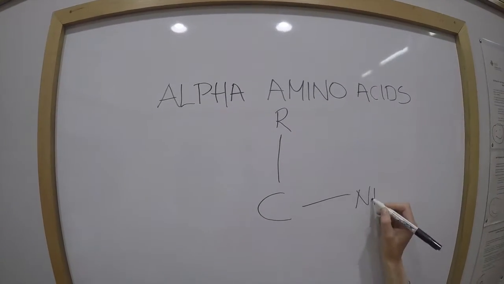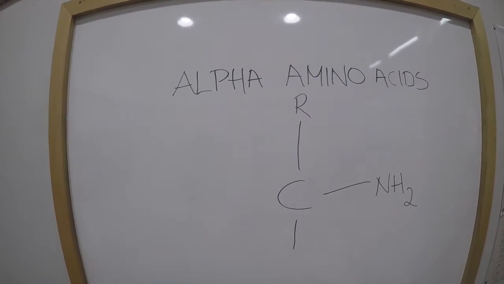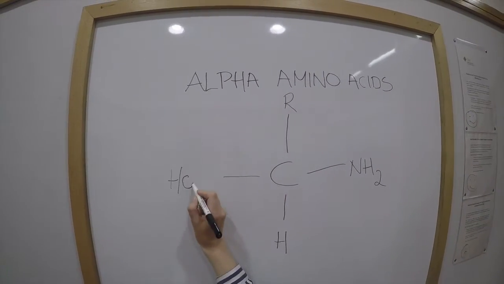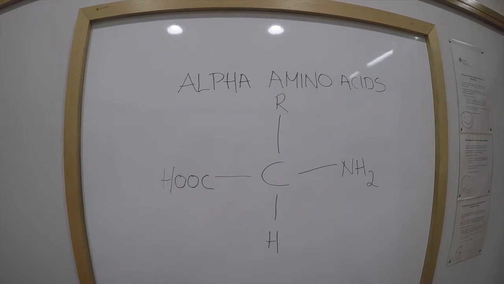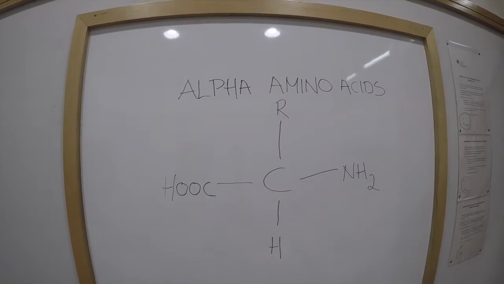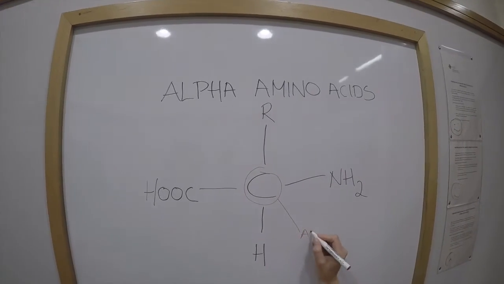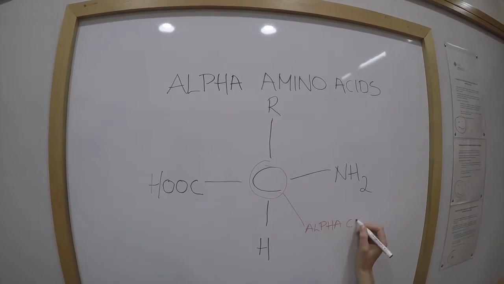Alpha amino acids are amino acids that have an amino group bonded directly to the alpha carbon. As you can see, every alpha amino acid has an alpha carbon bonded to a carboxylic acid group, an amino group, a hydrogen atom, and an R group that is unique for every amino acid.